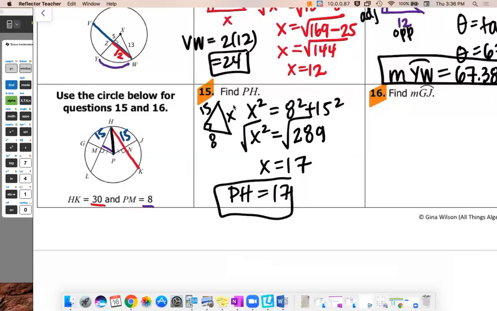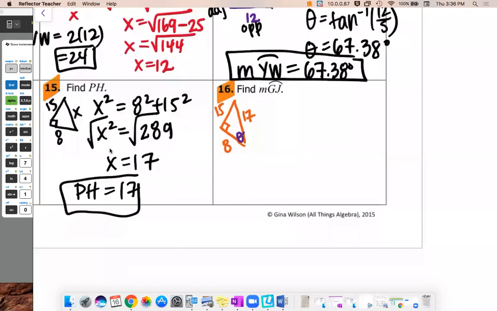Okay, last problem. We want to know the measure of arc GJ. So all the way around here. So what I notice is I can find half of this arc by finding this central angle right here. And then I can double it to get the entire GJ. So let me see if I can draw this right triangle again. Not very well, but this was 15, this was 8, and this we now said was 17. And what we're looking for is this central angle right here, which is representative of just this tiny angle right here. Okay, so you're gonna have to do some inverse trig again.